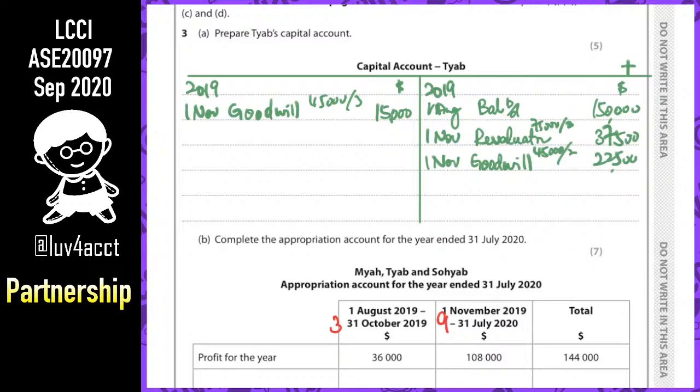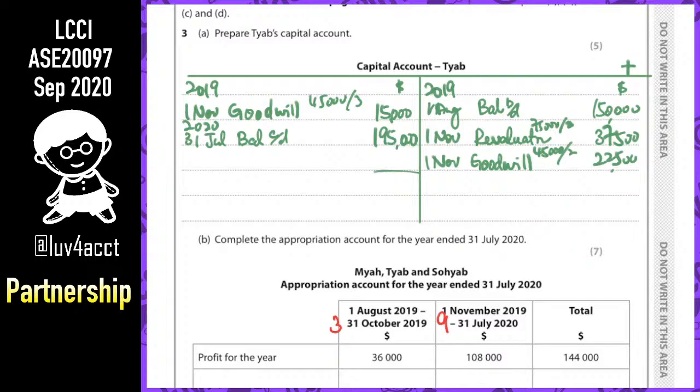Okay, so we have 195,000 after the change. Nice. He did nothing, and then he has more capital. 31st July, and then we have balance carried down.